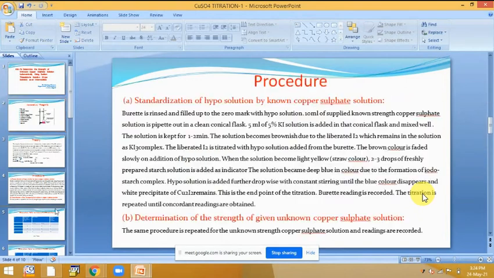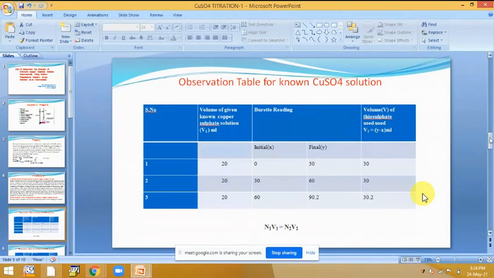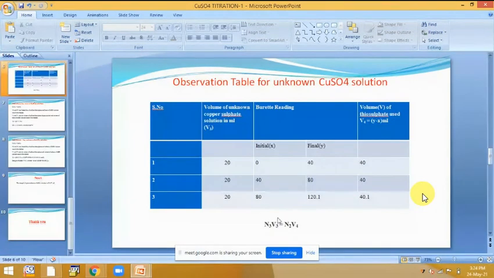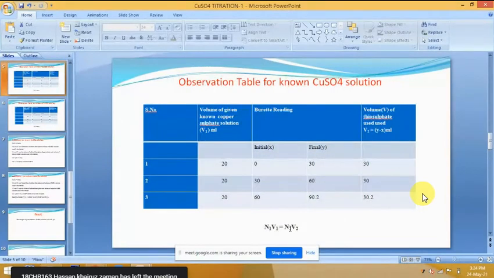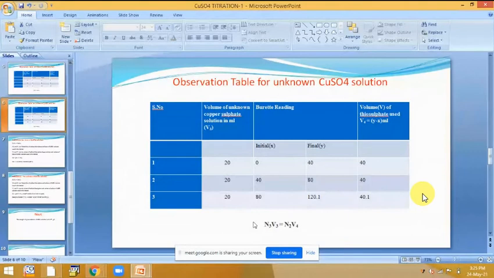so that the first time, you see here, N1V1 equal to N2V2. That means the first time we titrate the copper sulfate with hypo solution, where hypo is the unknown and copper sulfate is the known. So you see, from N1V1 equal to N2V2, we will get N2, that is the concentration of hypo solution. And in the next step, you will do N3V3 equal to N2V4. That means now your hypo solution is known from the first one, and you titrate it with the unknown copper sulfate.